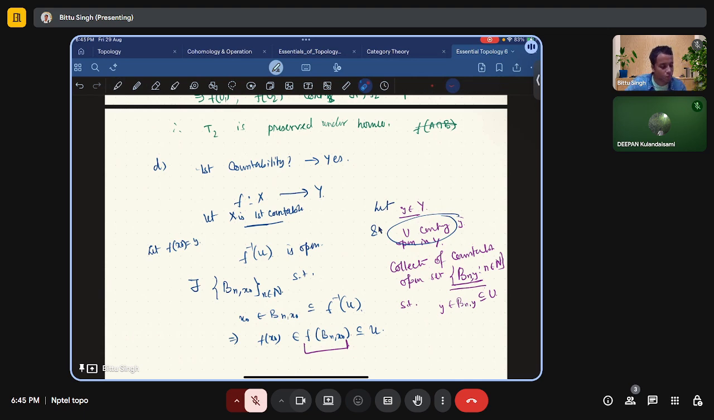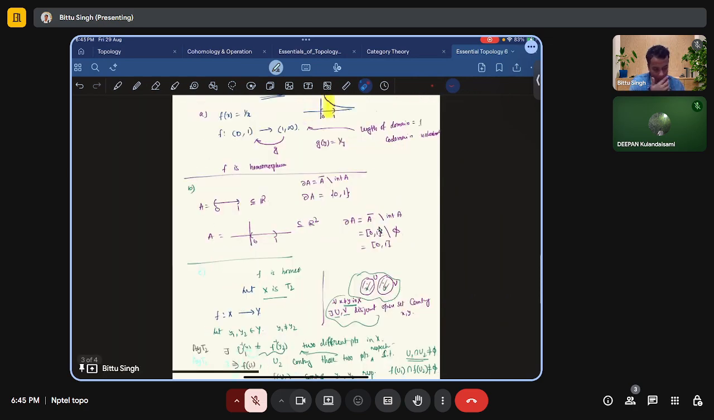Similarly, you can also prove that the second countability property is also invariant under homeomorphism. So if one of these is second countable, then the other one will also be second countable. And a similar kind of statement is true for separability. Those are actually called topological properties because they are invariant under homeomorphism.